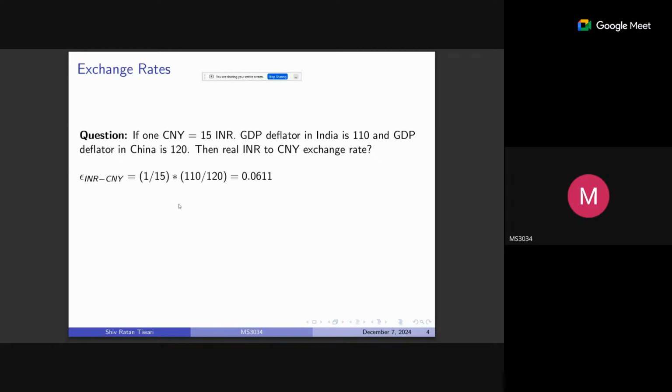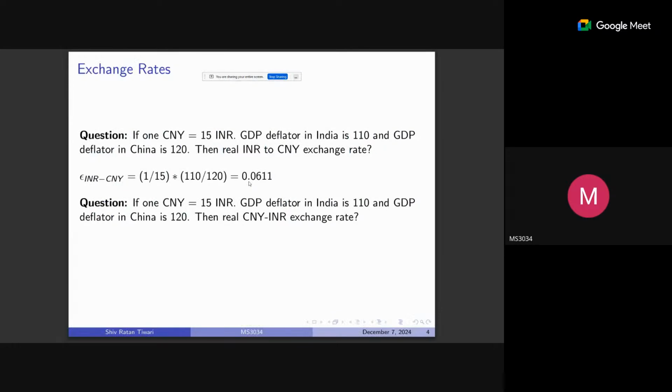So you can easily solve this. The key point to note is that here we are asking about the INR to CNY exchange rate, so India is the home country and China is the foreign country. Using this terminology, the nominal exchange rate, which is 1 CNY to 15 INR, makes 1 INR equal to 1/15 CNY. So 1/15 is your nominal exchange rate. You multiply it by P star, the home currency price level divided by the foreign currency price level, and you get the real INR CNY exchange rate of 0.0611.